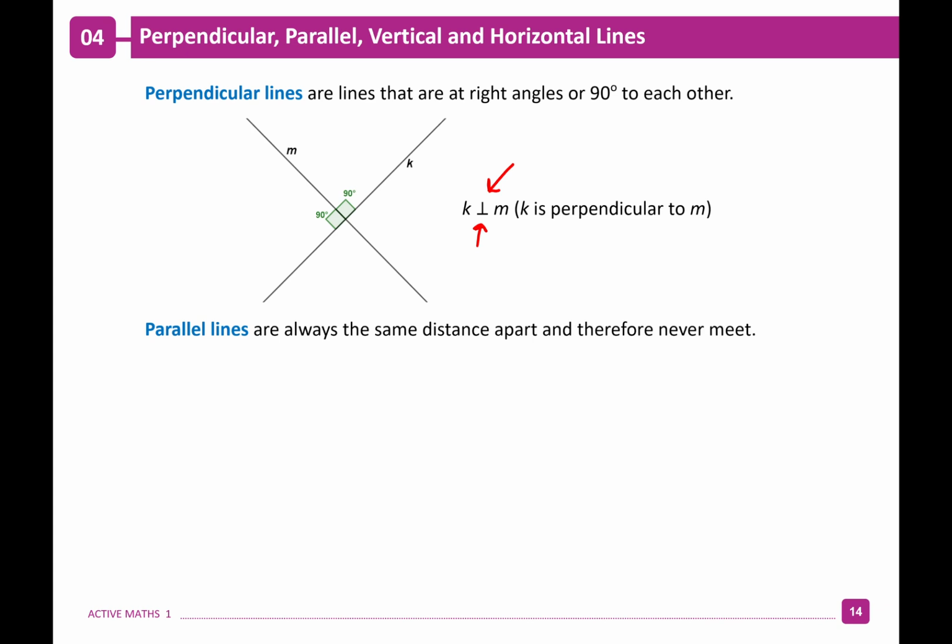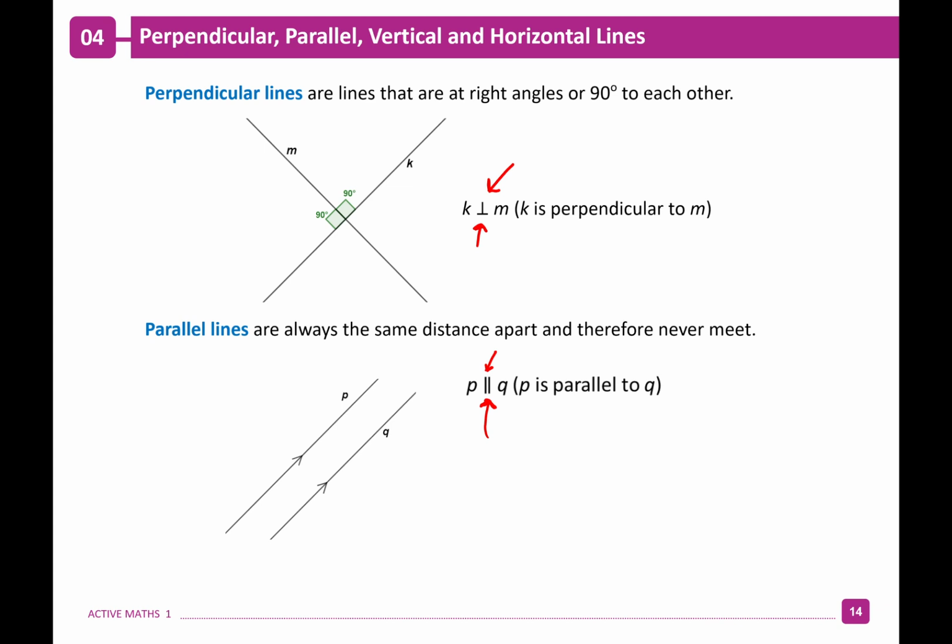How do we know if two lines are parallel? Here I have line P and line Q. These two lines are parallel. To write this, we say P, parallel symbol, Q. These two lines in the middle mean parallel. This states that P is parallel to Q.